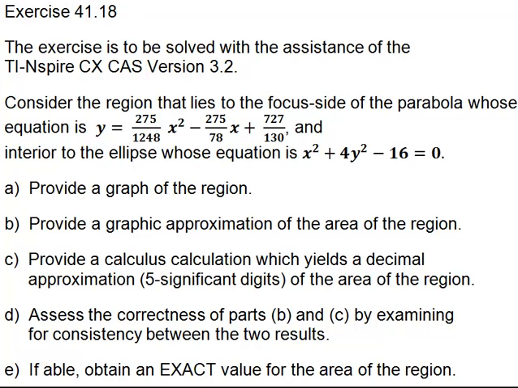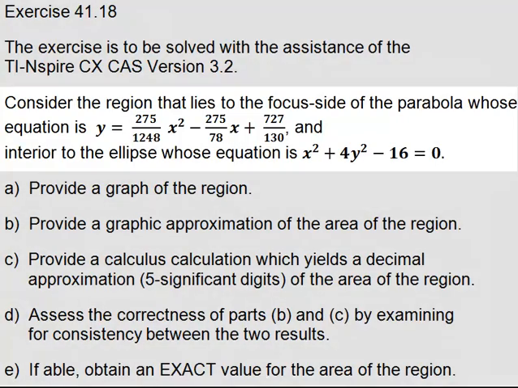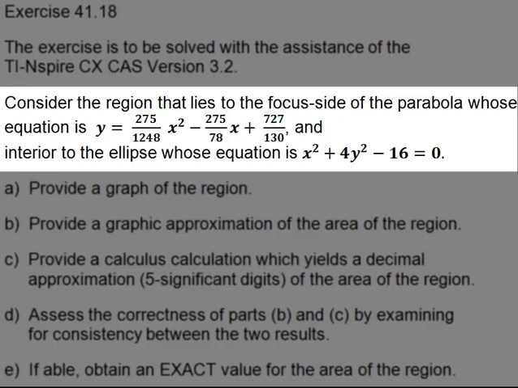Exercise 41.18. The exercise is to be solved with the assistance of the TI-Nspire CX CAS version 3.2. Consider the region that lies to the focus side of the parabola, whose equation is y equals 275 over 1248 x squared minus 275 over 78 x plus 727 over 130, and interior to the ellipse, whose equation is x squared plus 4y squared minus 16 equals 0.